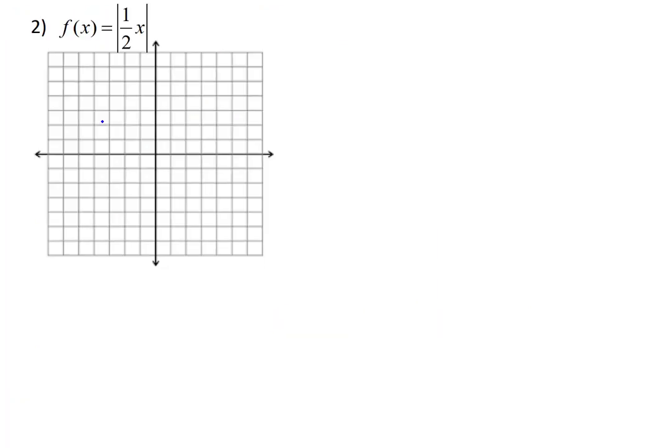Let's look at a second example. This time our function reads f of x equals the absolute value of 1/2 x. And so we'll go through each part, first identifying the parent function. And given our list of options, the absolute value of x matches our function the best. For part B, we'll go ahead and graph this parent function using a dashed curve.